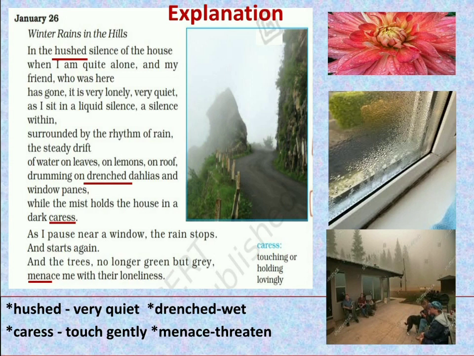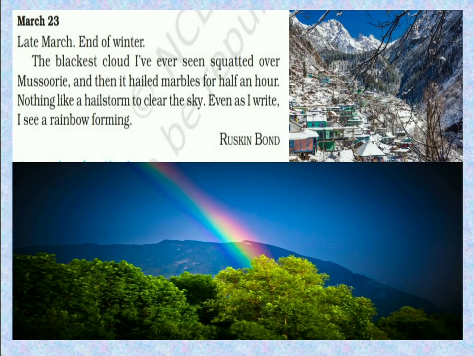Now, on January 26th, the writer wrote a poem about winter rain in the hills. In this poem, he expresses his feelings when he is inside the house and outside when it was raining. He felt very lonely when his friend who was staying with him has left. There was quiet and liquid silence within. He was surrounded by the rhythm of rain, and the rain water was falling on leaves, on lemons, on roof, drumming on dahlias and window panes. There was fog which was holding the house gently in darkness, and the writer stood near the window. The rain stopped and showered again. He mentions that the trees were now grey and no longer green, threatening him with loneliness.